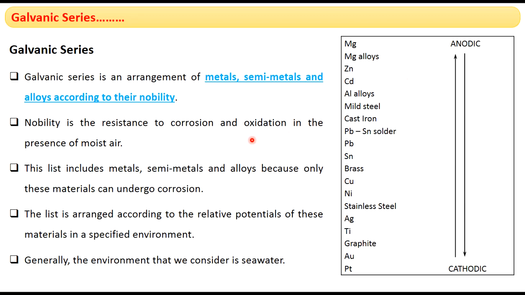Galvanic series is based on nobility. Nobility is the resistance to corrosion and oxidation in the presence of moist air. So based on nobility, the metals and alloys are arranged in the galvanic series. Here they are arranged based on their relative potentials in a specified environment. The environment taken here is seawater. So in seawater, the nobility of metals and alloys is taken into consideration and they are arranged. This is the galvanic series.